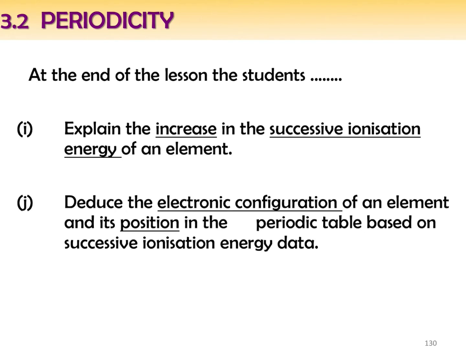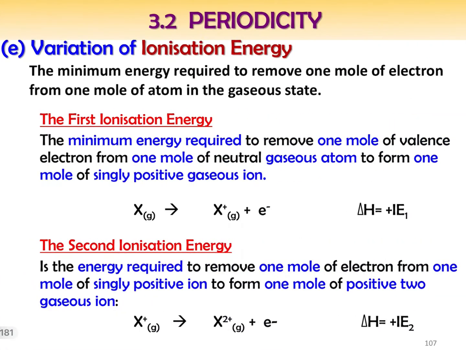So at the end of this lesson, you should be able to explain the increase in the successive IE of an element and then deduce the electronic configuration and its position in the periodic table based on the given successive IE data. Okay, so kita recap sikit apa itu ionization energy.